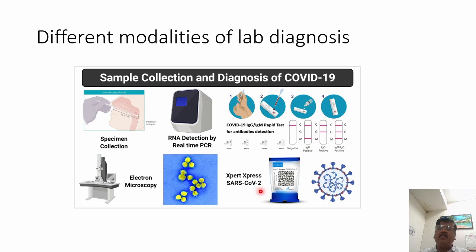Then the GeneXpert test, which we use for diagnosis of tuberculosis; the same machine can be used with different kits. Now you can see Xpert SARS-CoV-2. These are very costly, around 2,500 rupees. Such cassettes will be available. We have to take the patient's secretions, inoculate the cassette, and run it. Again, the principle is RT-PCR only. It is an entirely closed system, so that machine can also be used for RT-PCR.